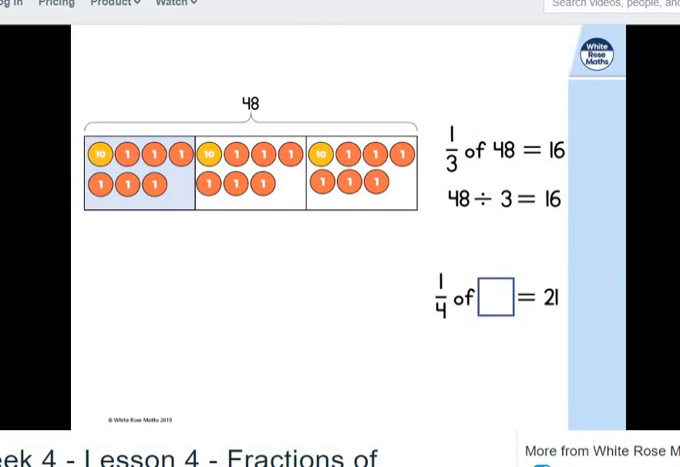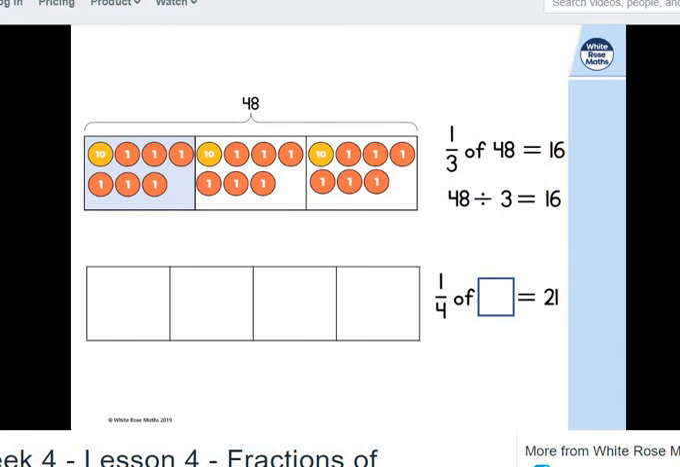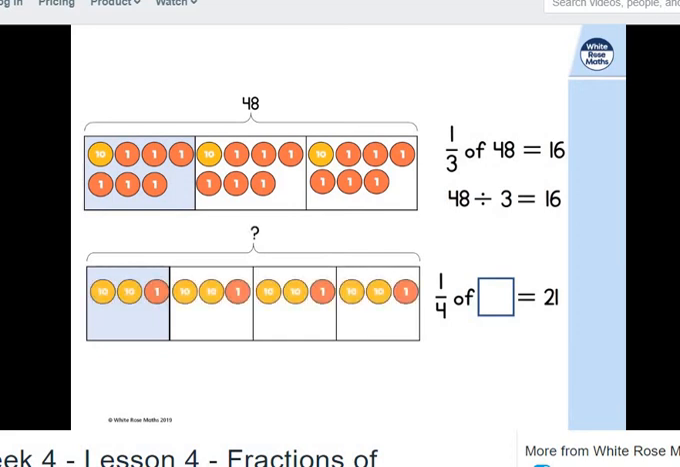What about this one? A quarter of something is 21. Let's visualize this first. A quarter of blank equals 21. We're looking for 1/4, but we don't know what the whole is. But we do know that each quarter has 21. So, in order to calculate the whole, we might do 21 times 4, which is 84.